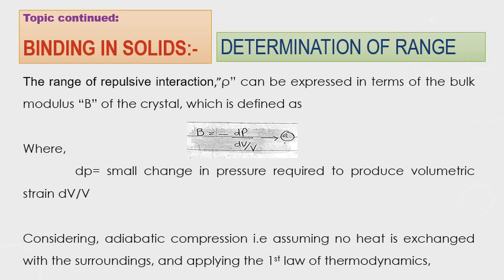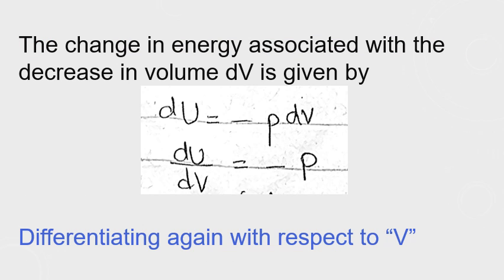Considering the adiabatic compression, such that no heat is exchanged with the surroundings, and applying the first law of thermodynamics, the change in energy associated with the decrease in volume dV is given by dU is equal to minus P dV. From here dU over dV is equal to minus P, and differentiating with respect to V, dP over dV is equal to minus d square U over dV square. Then from equation A we get B is equal to V into d square U over dV square.